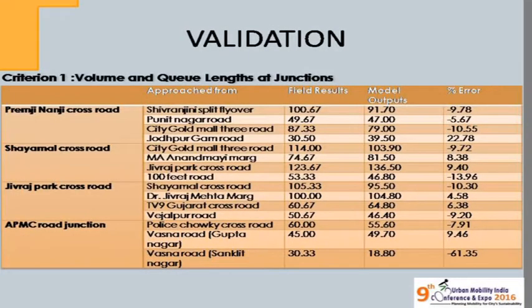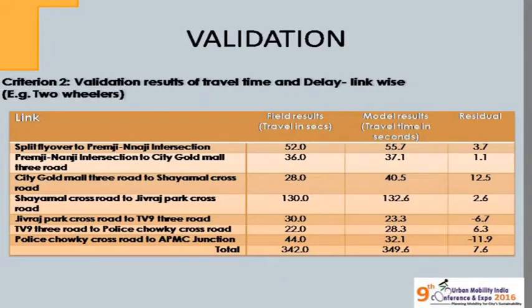So the first criterion was the volume and queue lengths at the junctions. We have the field results and the model outputs, and we observed the percentage error. So these are the queue lengths we have calculated out of the model, and these are the field results, and percentage error can be seen. The roads or the links along the corridor were having a percentage error of less than 10.